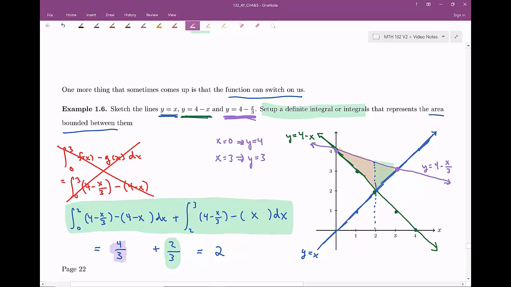All right, that's it for our first video. We got one more. I alluded to the fact that sometimes it'll be advantageous to integrate with respect to y instead of with respect to x. So that's going to be the topic for our second and last video for this section. I'll see you then.